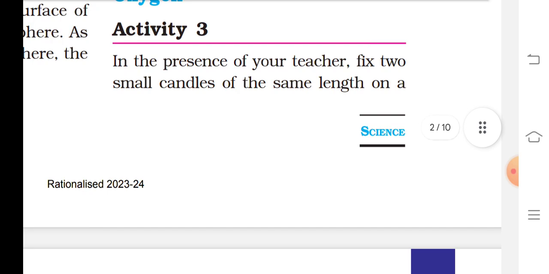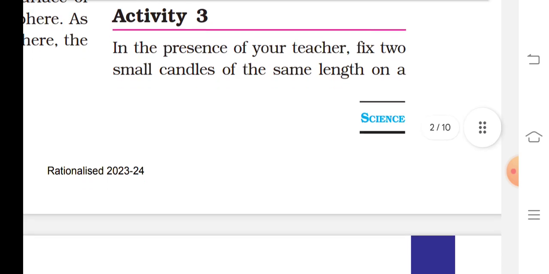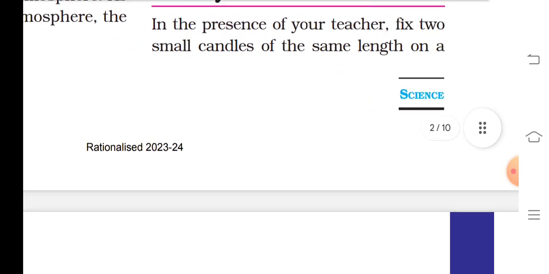Oxygen. Activity: in the presence of your teacher, fix two small candles of the same length on a stand.